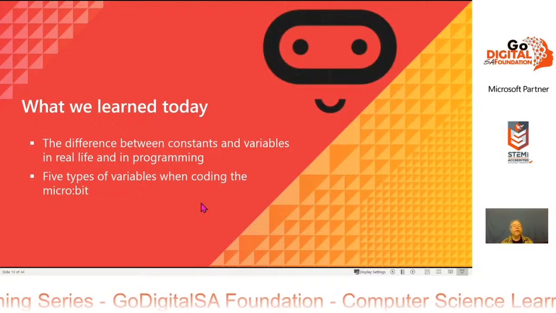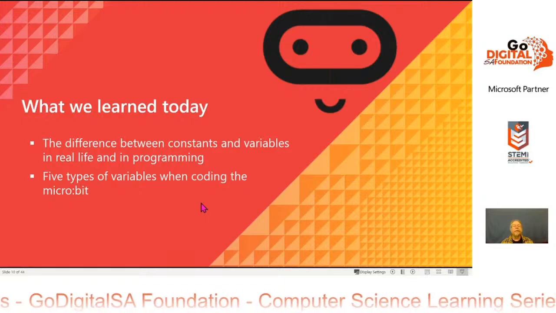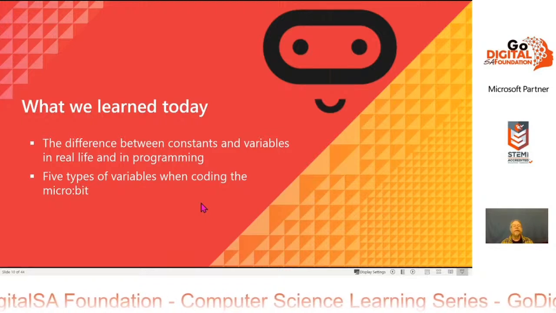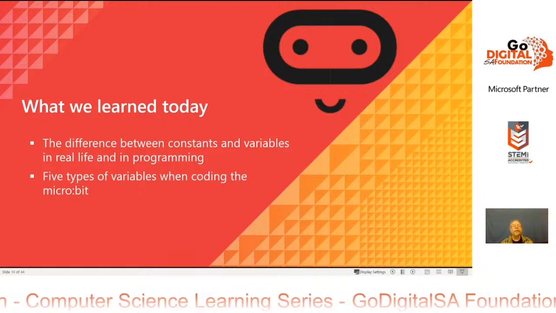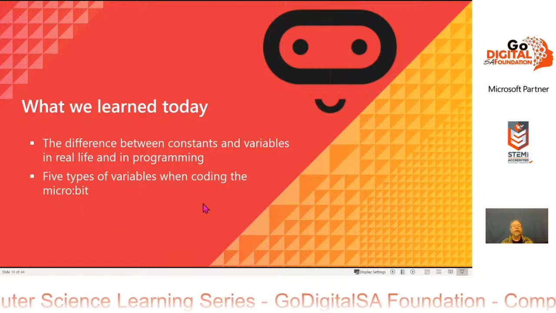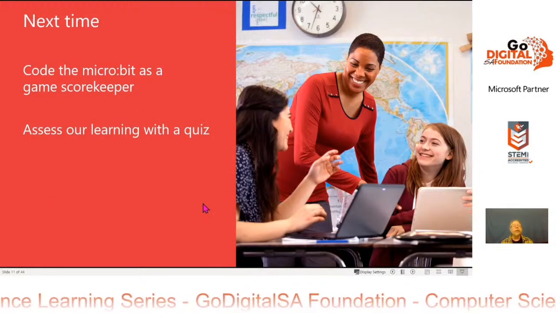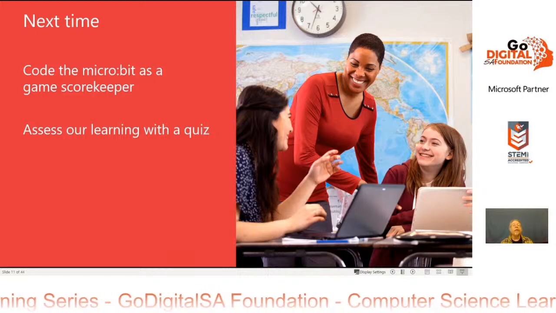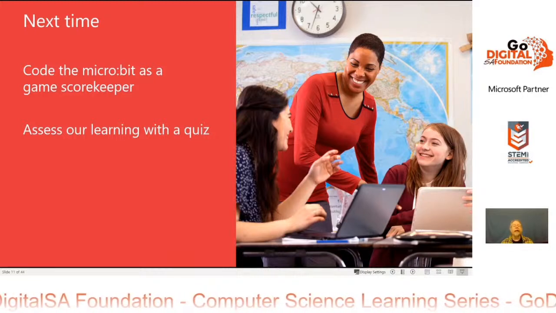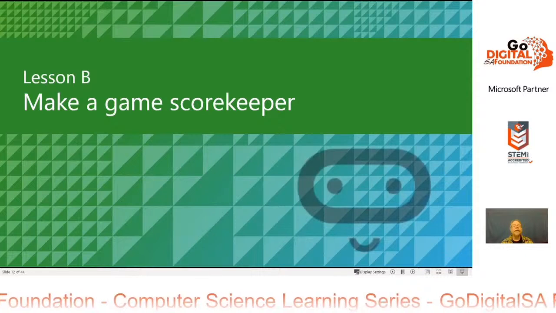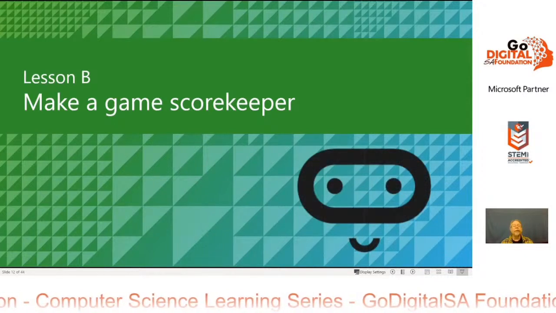So that's all there is to constants and variables. We learned about constants and variables in real life and in programming, and we learned about the 5 types of variables when coding the microbit. So in lesson B, we're going to code the microbit as a game scorekeeper, and then we'll take a quiz. So lesson B, make a game scorekeeper.